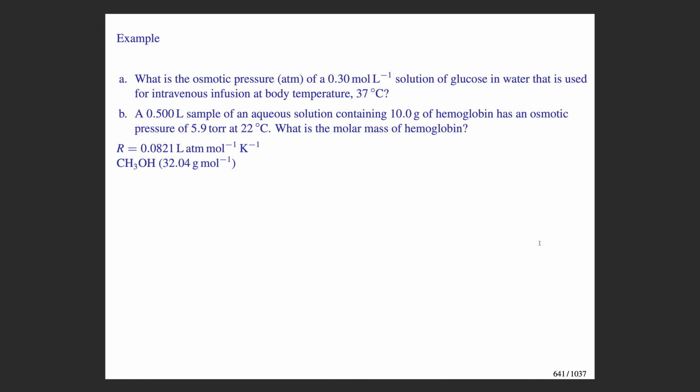Here are some problems dealing with osmosis. What is the osmotic pressure of a 0.3 molar solution of glucose in water that is to be used for intravenous infusion at body temperature?